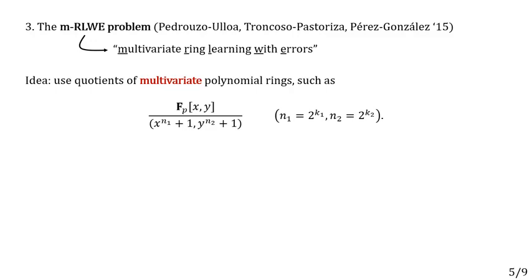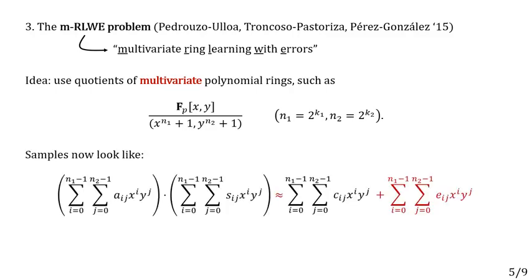So we are working modulo these 2 power cyclotomic polynomials again. And so we are working with matrices of multiplication with respect to the basis consisting of all monomials that have degree smaller than n1 in x and smaller than n2 in y. So this is the most natural basis you can choose. And then the samples look as follows.